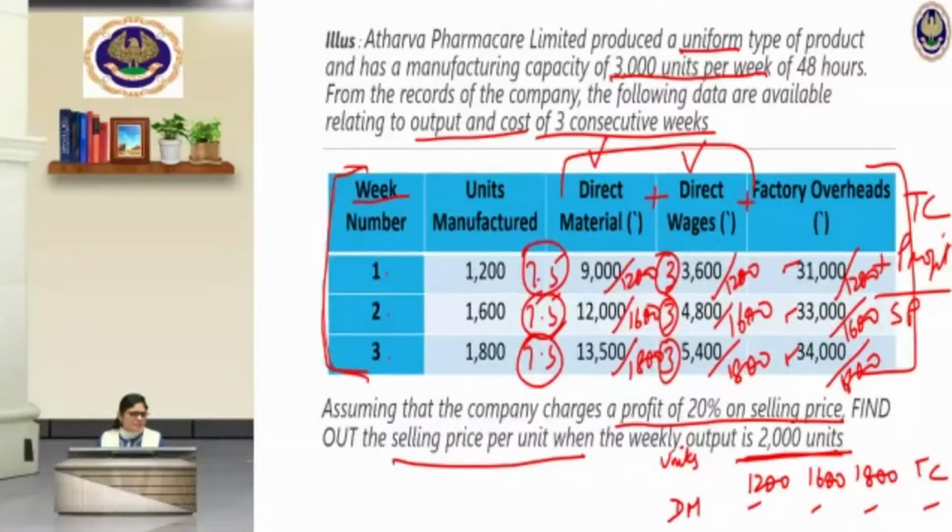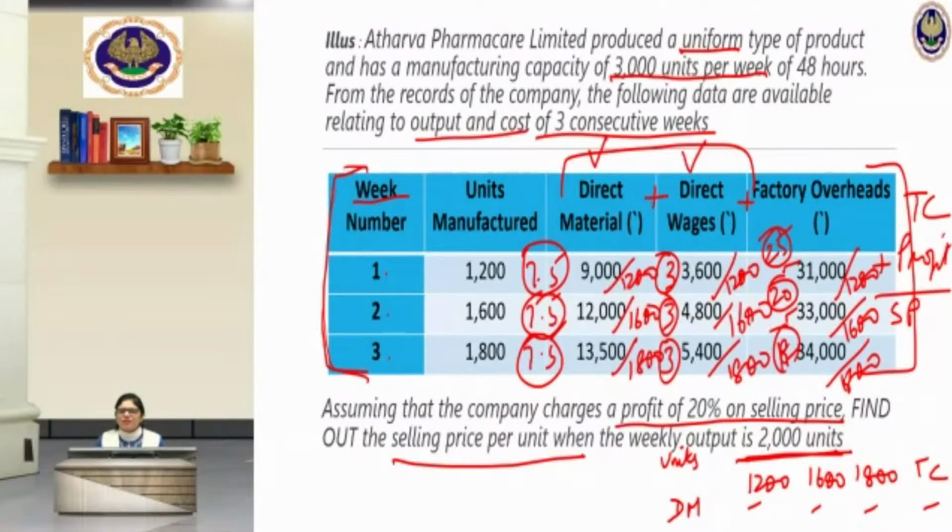Yes. So one student has calculated. It is coming 25 for the first week, around 20 for the second week, around 18 for the third week. Now, students, factory overheads are not completely variable because the cost per unit of factory overheads is changing in every week. They are not totally variable and they are not totally fixed also. Why? Because the total amount is changing in every week. Had it been fixed factory overhead, the total amount should be same. But here it's 31 and 33 and 34.